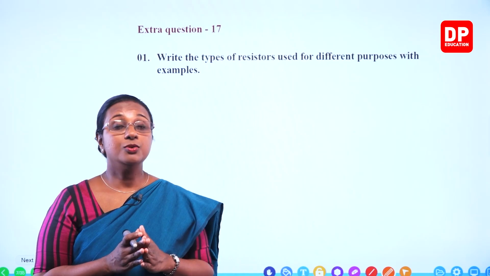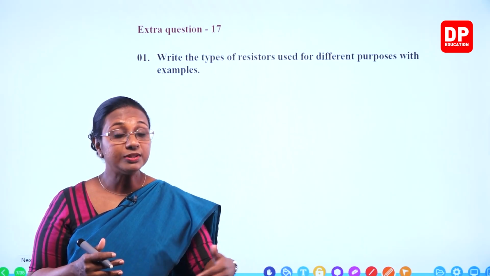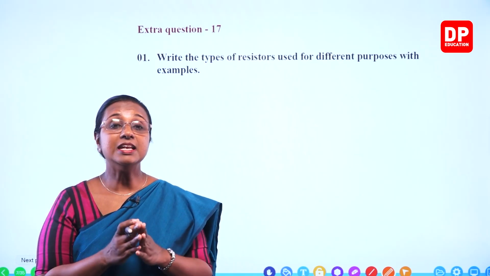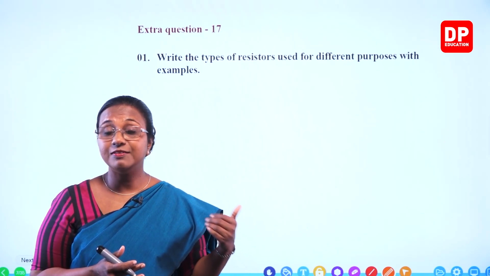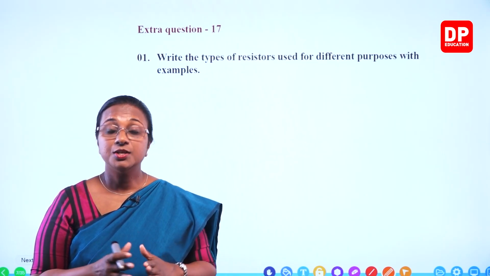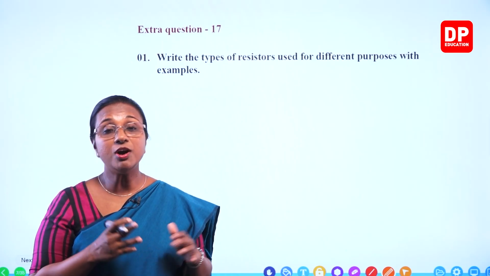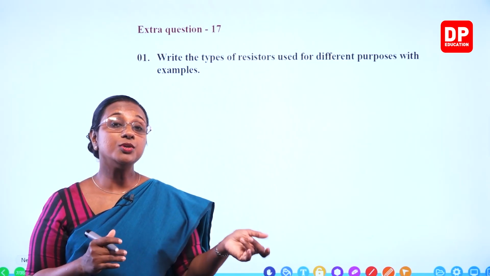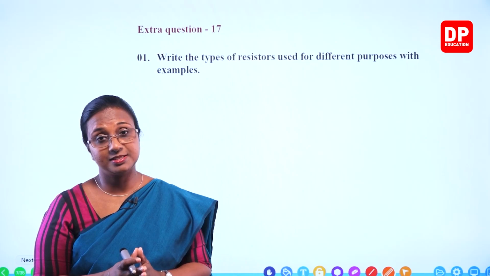What do we do with the variable resistors? Say in an activity, throughout the activity, if we want to change the resistance, then we can use a rheostat. You can remember when we did the activity to verify Ohm's law, we used the rheostat. So, by changing the resistance, you can get different values for potential difference and current. So, if you want to change the resistance throughout, then we use a variable resistor.